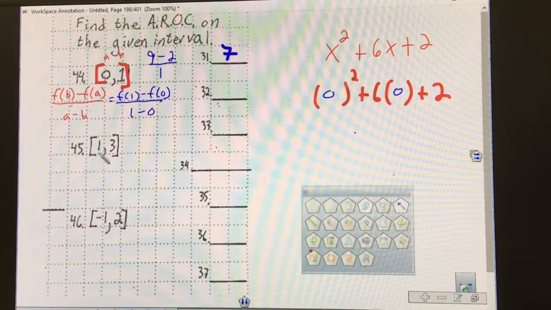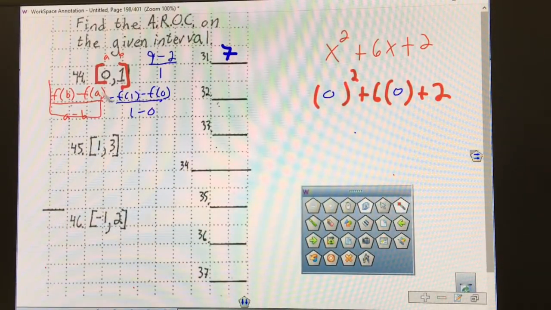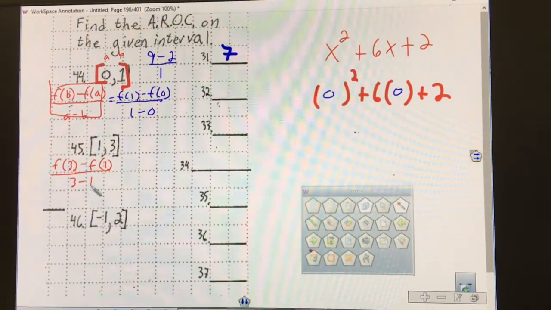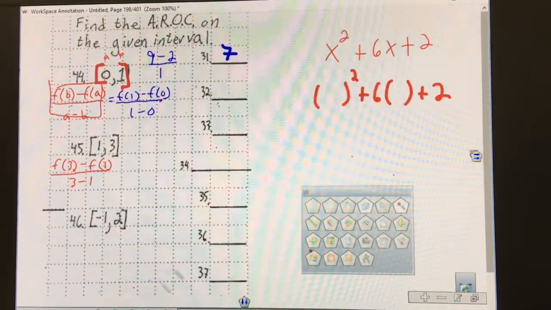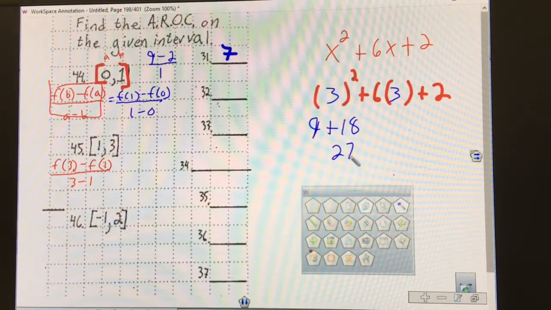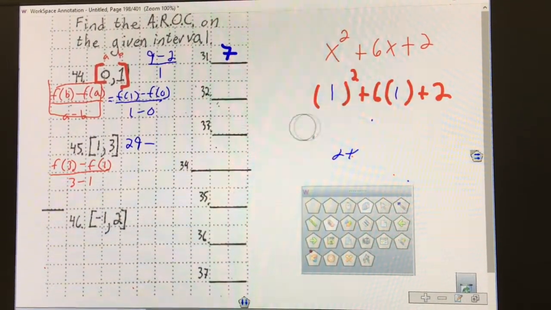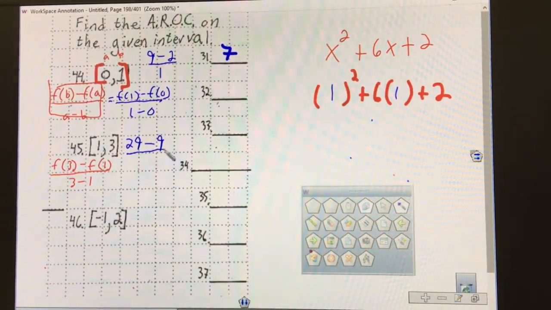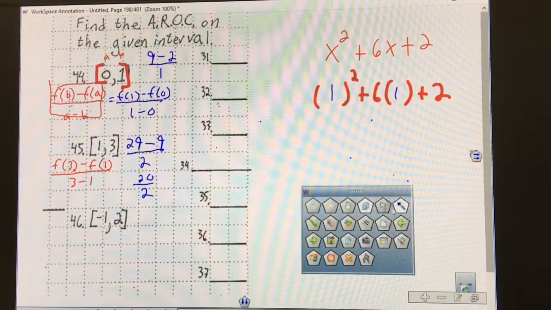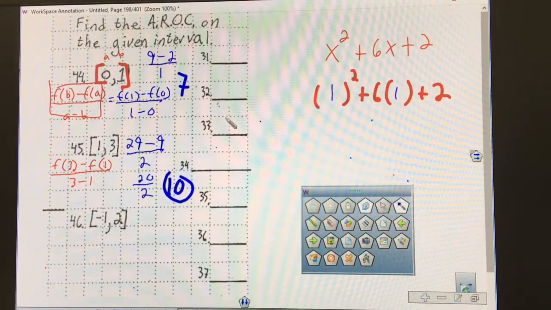Now I want to find the average rate of change on the closed interval of 1 to 3. So I'm just going to jump right to the fill-in. I'm not going to do the general formula. I'm just going to do f of 3 minus f of 1 over 3 minus 1. That's going to be 2. So let's see what 3 is. When I throw a 3 in, that's going to give me 9 plus 18. That's 27 plus 2. That's going to give me 29 minus, and then I throw in a 1. I think I already calculated f of 1. That's going to be 9 all over 2. So 29 minus 9 is 20 over 2. My answer for number 45 is going to be 10. I'm sorry, I filled in the wrong answer there. The 7 goes to number 44, which is not in this screen.